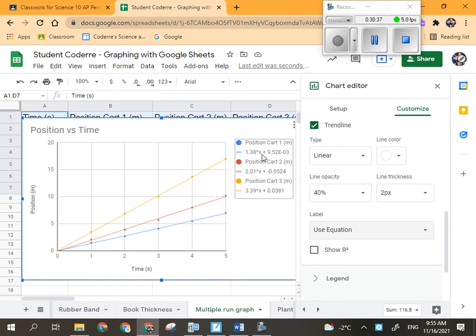Mine only shows one equation. How did you get it? You have to apply it to all.